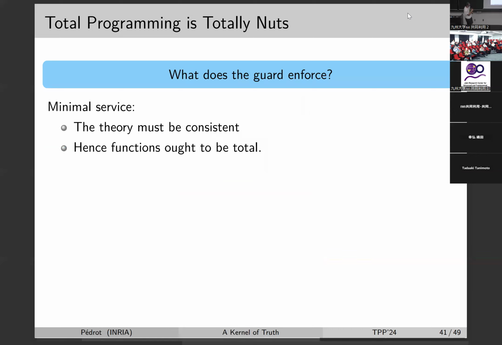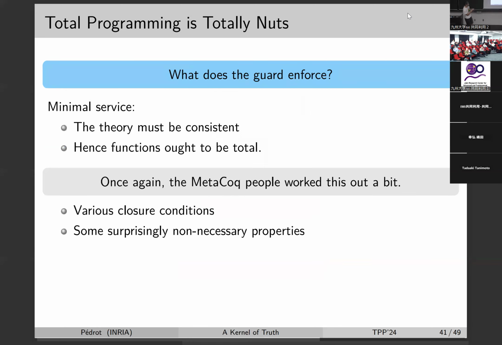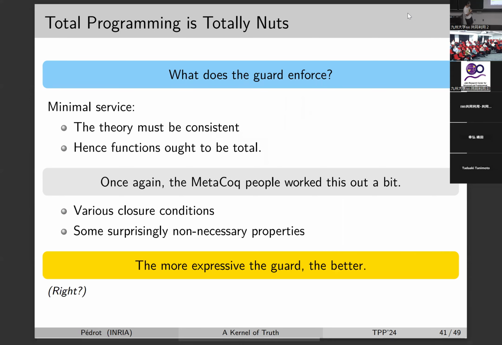So what is the guard supposed to enforce? We care about the fact that the theory is consistent. So in particular, the function must be total, right? There is a little bit of work by the MetaCoq people. There are a lot of closure conditions that you should assume about the guard. It's a bit weird, you realize that things that you would have naturally expected from a guard criterion are actually not required. So this starts to be a bit funny, because people designing a kernel did not think that way.